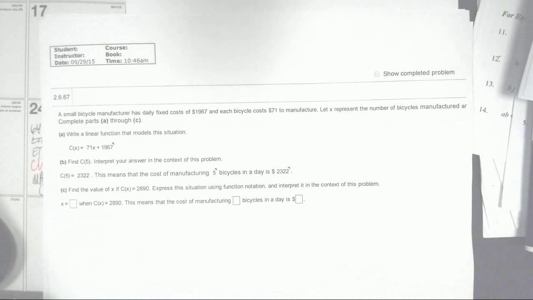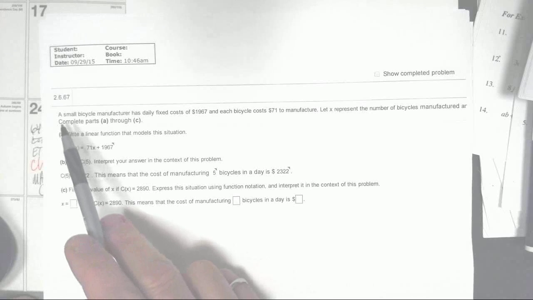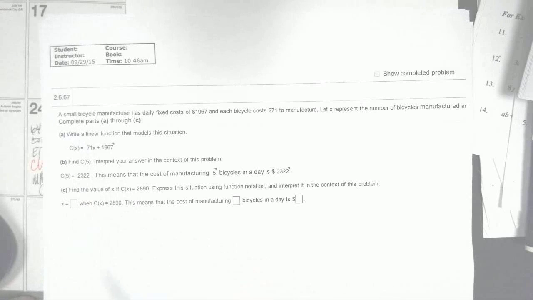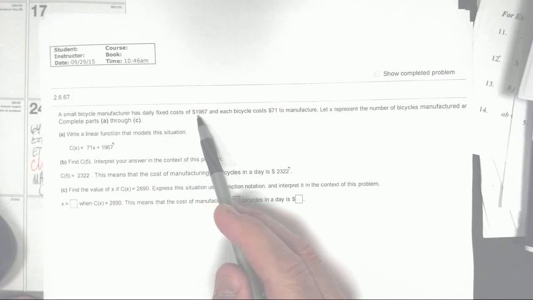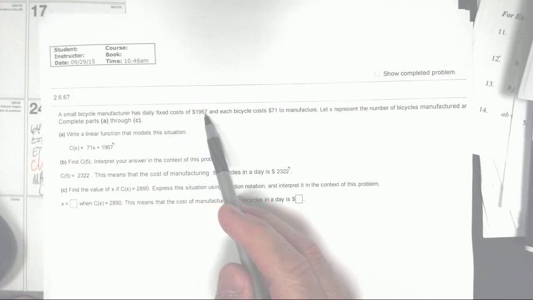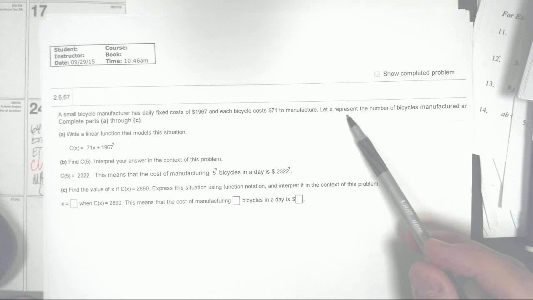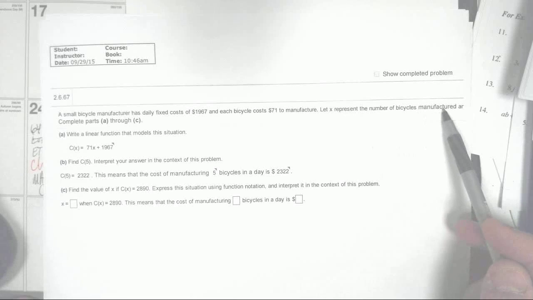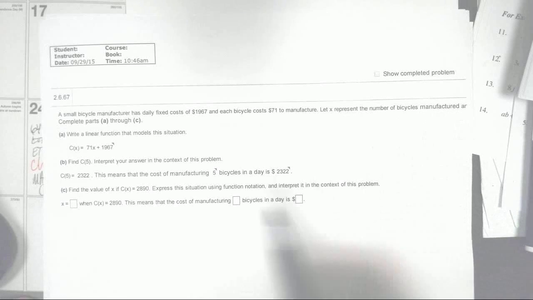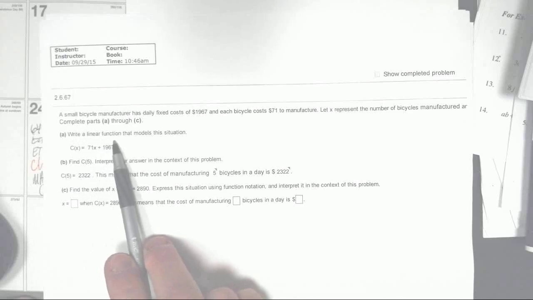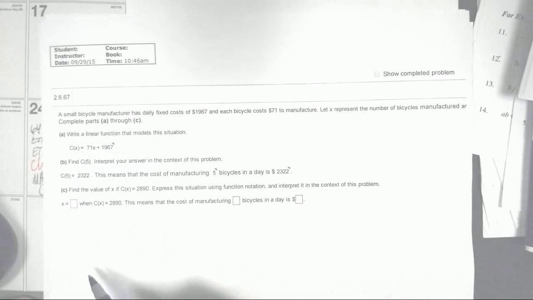Okay, I'm going to do a question here that was submitted by Josh, and this is, I'm assuming, one of the homework problems, or maybe a quiz problem, not sure. But it talks about a small bicycle manufacturer that has a daily fixed cost of $1,967, and each bike costs $71 to manufacture. Okay, so we're going to let X represent the number of bicycles manufactured. And what we want to find first is to write a linear function that models the situation here.